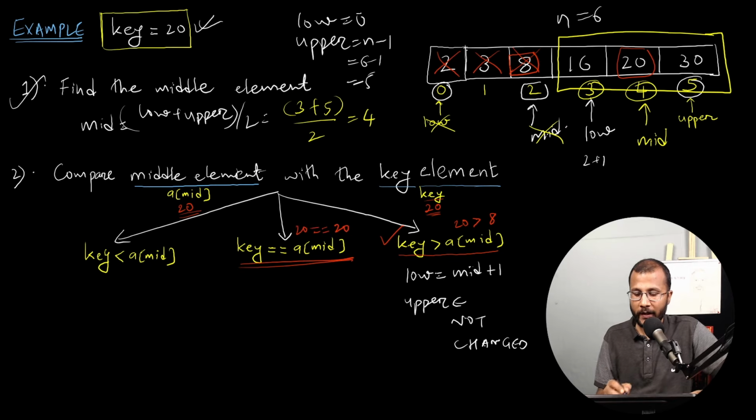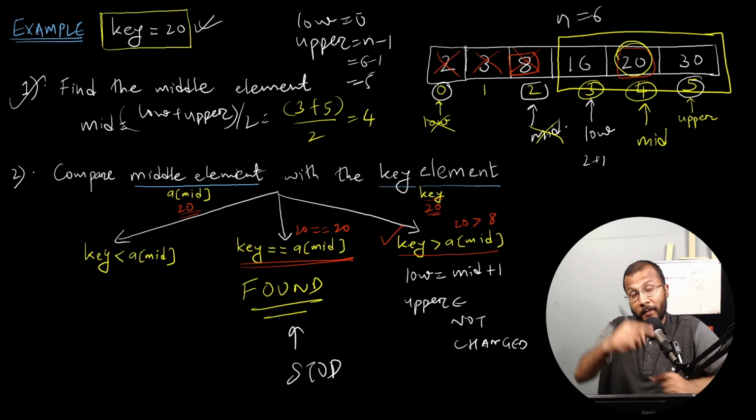This is true. So if it is true, what I decide is, now I found my element, right? So if I reach this condition, key is equal to the middle element, that means I display that the element is found, right? And then I stop my entire process.